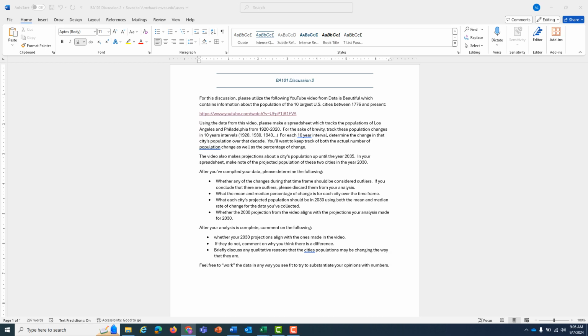As we're compiling our data, we want to make sure that we have all of the spots that we need to be able to get information about the average change, because we're going to be asked in here to conclude if there's any outliers, and what the mean and median percentage of change was for every 10-year interval for each of these cities. According to the mean and the median, what should the population be in 2030? And we're going to compare that predicted population from our numbers to what the video has to see if it aligns with the projection. So let's start by compiling some information.